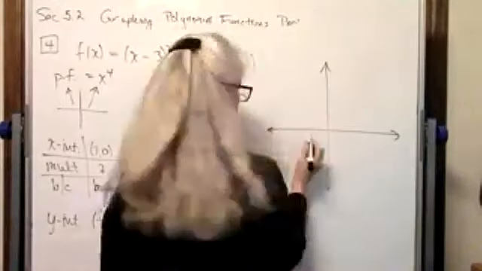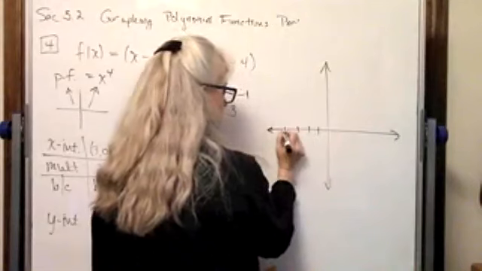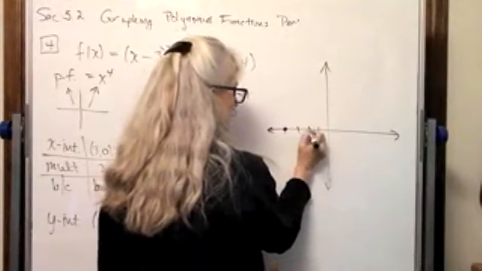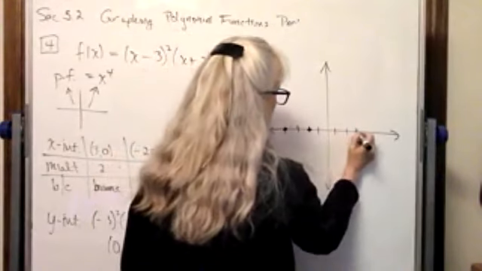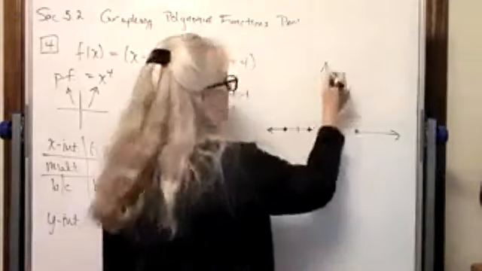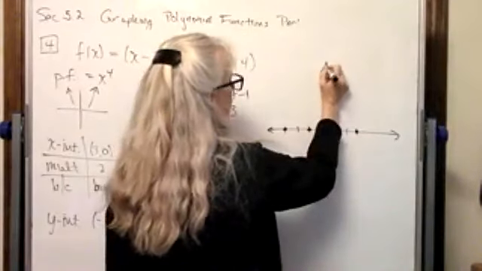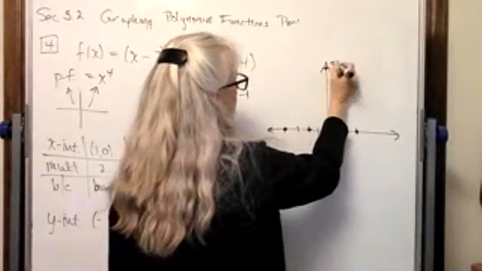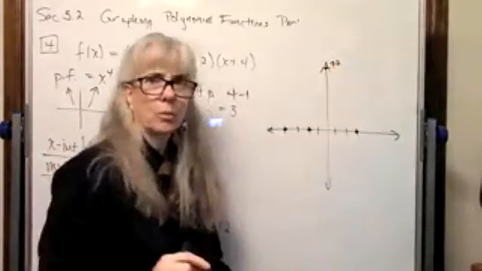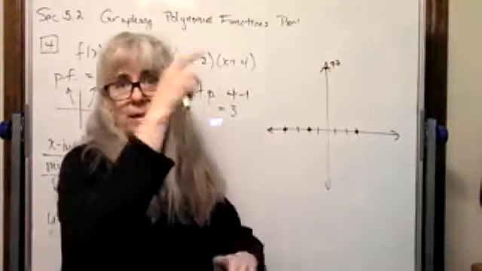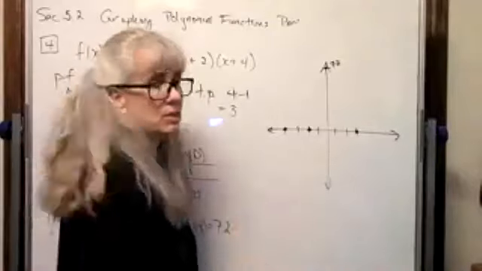So let's see, we have negative 4, negative 2, positive. The y-intercept is 72. I'm just going to mark a point up here and call it 72. Again, with the online homework, you'll have a little bit better grid system to work with. But for this, it works fine.